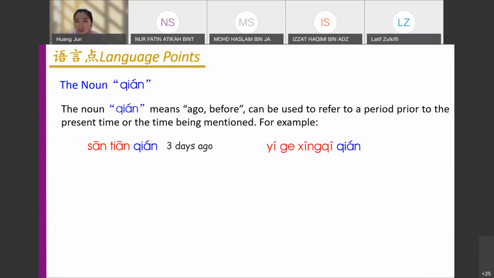一个星期前. Can you react quickly? 星期 we have 星期一, 星期二, 星期三, 星期四, 星期五, 星期六. Special one is Sunday: 星期日 and 星期天. What is 星期? Week. Very good. So 一个星期前 means 1 week ago. Make sure you remember I told you lesson 4 is quite a heavy chapter. They have a lot of new words here.